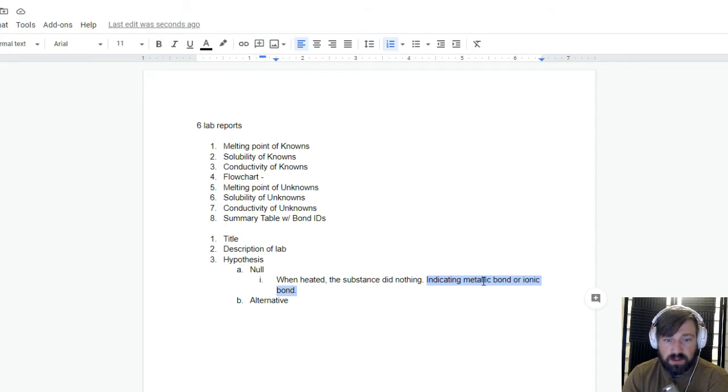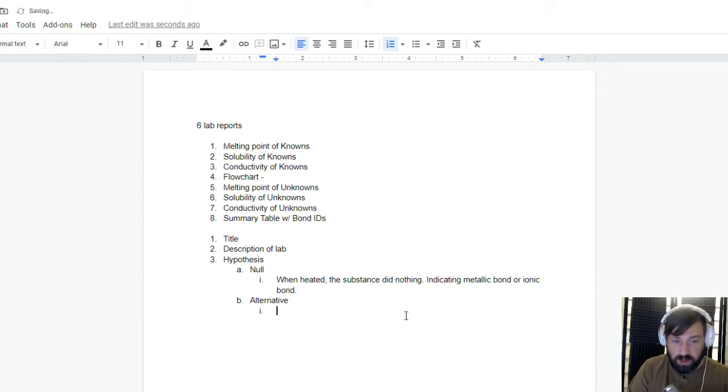So null hypothesis is really you do something, we heated the substance, and it did nothing. That's what null hypothesis means. And in this case, when we heat something and it doesn't do anything, it has a high melting point, which indicates metallic or ionic bonds.